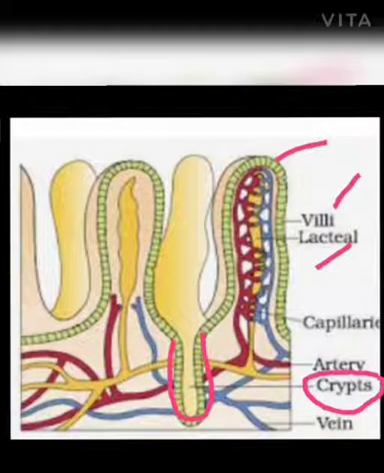So villi are finger-shaped projections present in the innermost layer of the small intestine, which help in absorption by increasing surface area during the time of absorption. They are richly supplied with capillaries and lymph vessels. The large lymph vessel is known as the lacteal. At the base, crypts are present.